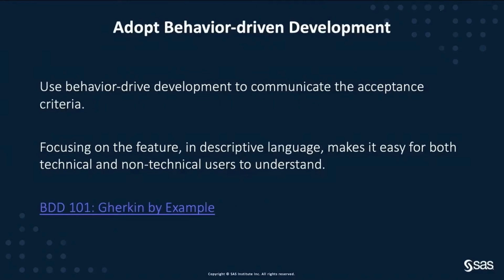Use behavior-driven development to communicate the acceptance criteria. Focusing on the feature by using descriptive language makes it easy for both technical and non-technical users to understand.